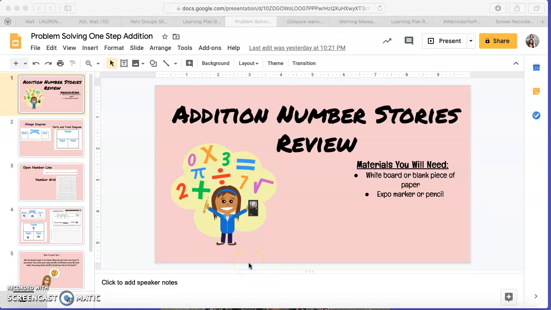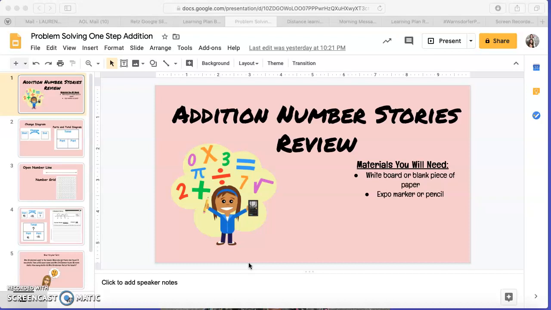Hi guys! Today we're going to review some addition number stories. We're going to piggyback off of what Mrs. Spinato did with you yesterday with interpreting number stories, and today we're going to talk about and review the diagrams that we use and the tools that we use to help us solve our stories.